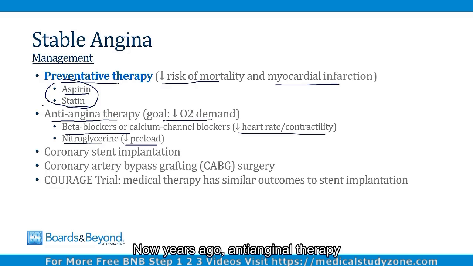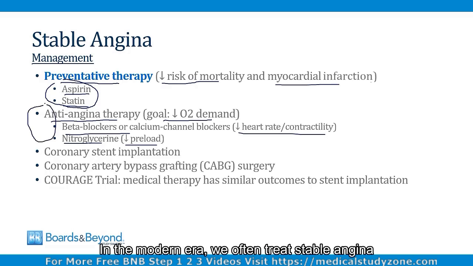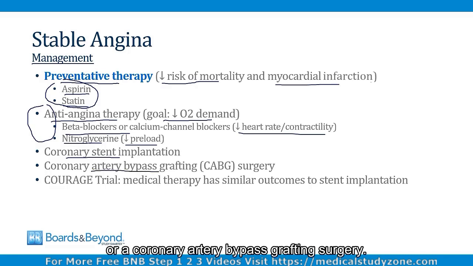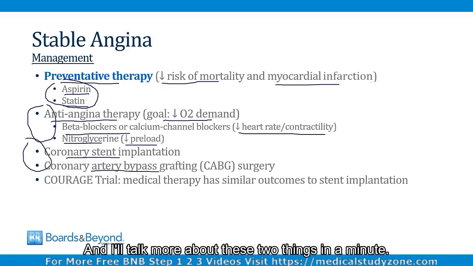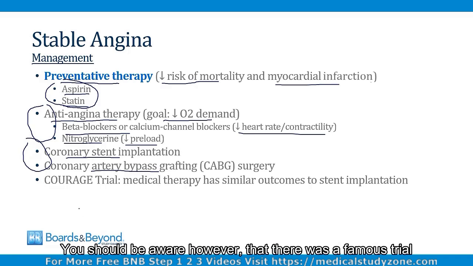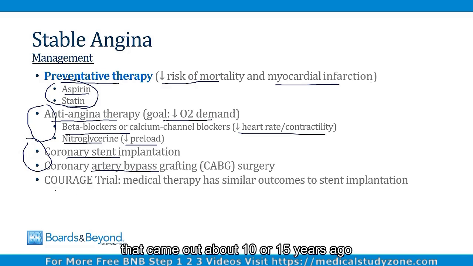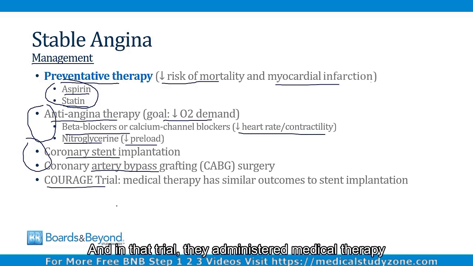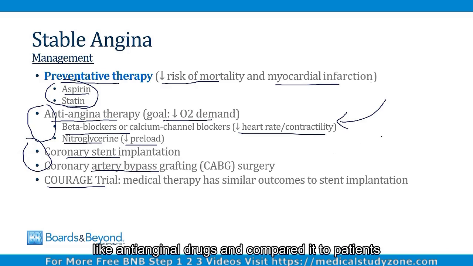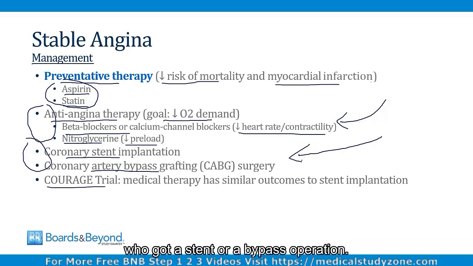Now, years ago, anti-anginal therapy was the mainstay of stable angina. In the modern era, we often treat stable angina with either a coronary stent implantation or a coronary artery bypass grafting surgery, and I'll talk more about these two things in a minute. You should be aware, however, that there was a famous trial that came out about 10 or 15 years ago called the COURAGE trial, and in that trial, they administered medical therapy like anti-anginal drugs and compared it to patients who got a stent or a bypass operation.